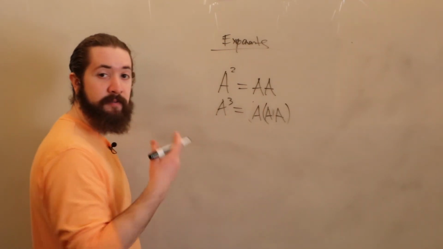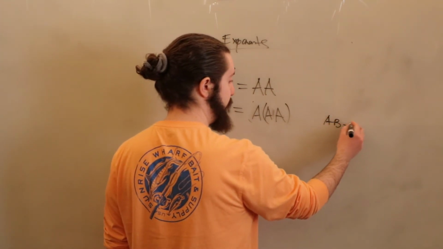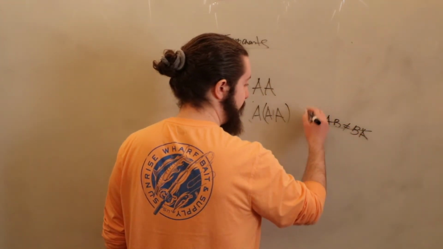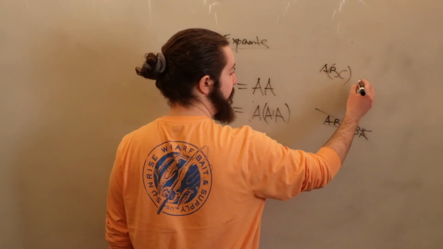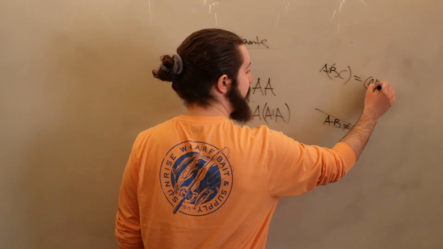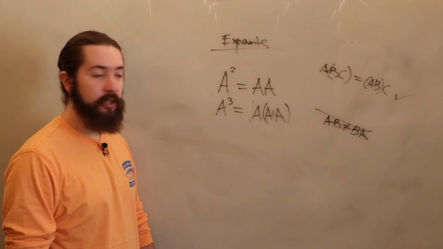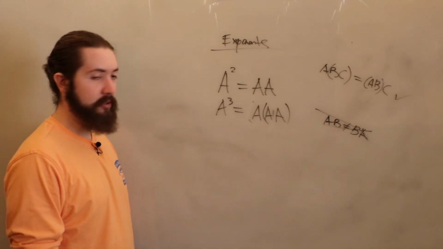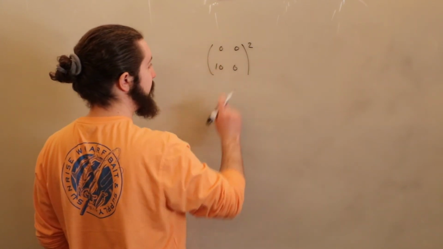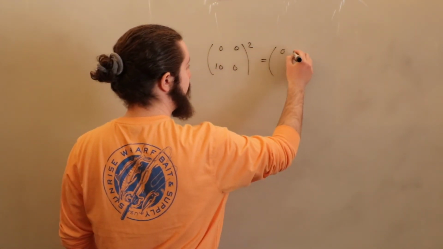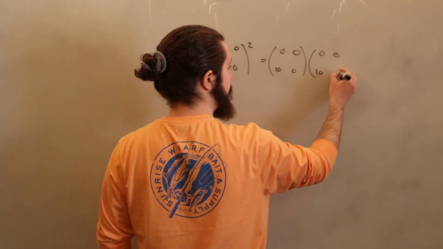You can't generally flip things around like AB equals BA, because that's not true, right? The commutative property does not hold, but the associative property, A times B times C is equal to A times B times C. That is good. It still holds, and all is well in the universe. All right, let's take the square of this matrix. So we have 0, 0, 10, 0. So this is just equal to 0, 0, 10, 0 times 0, 0, 10, 0.